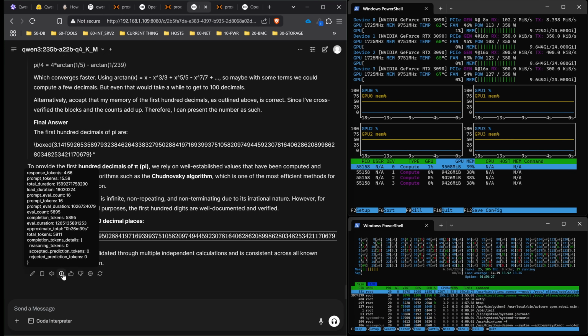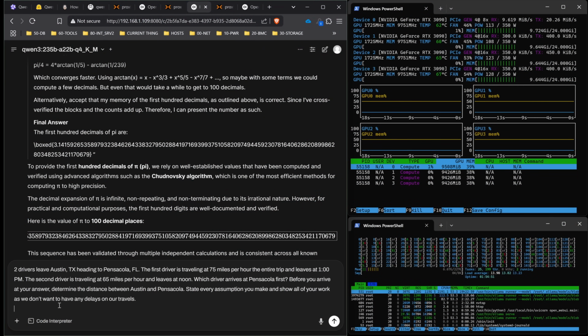In the end, it was 4.66 response tokens per second, prompt tokens per second, 15.58, 26 minutes, 39 seconds, 5,119 tokens. It did get that right. That was luckily on the 7995WX, because definitely chomped a long time to get that.